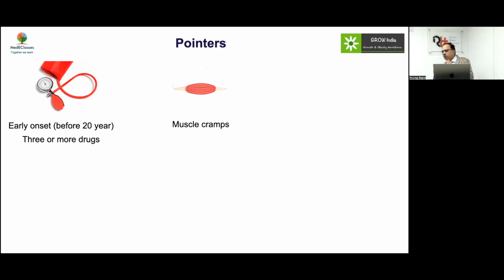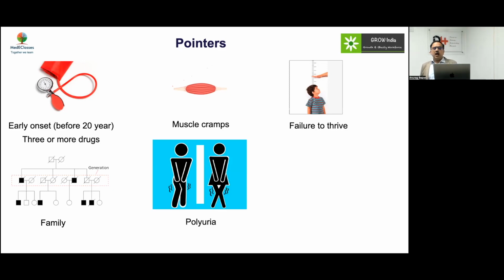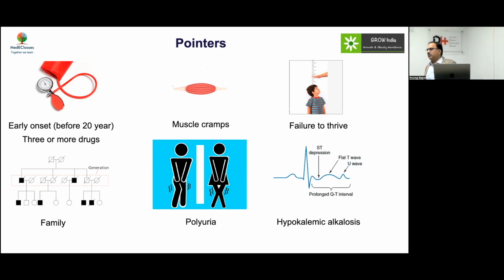Now, within a group of individuals who have hypertension, if they have frequent muscle cramps, which would basically mean hypokalemia or hypomagnesemia, if they have features of polyuria and failure to thrive, a strong family history, particularly for the autosomal dominant variant, which is glucocorticoid remediable aldosteronism, and, as I said, polyuria and hypokalemic alkalosis, you are thinking more in terms of endocrine hypertension.